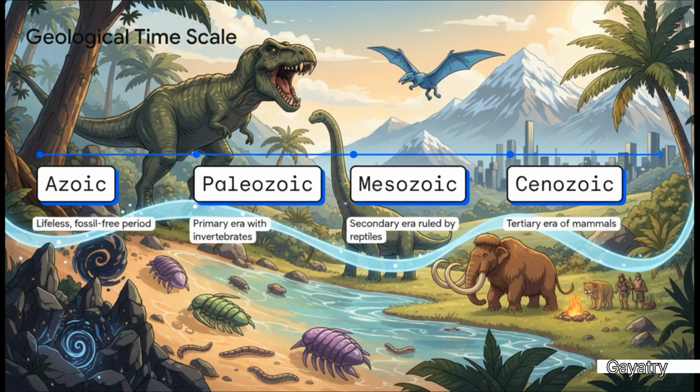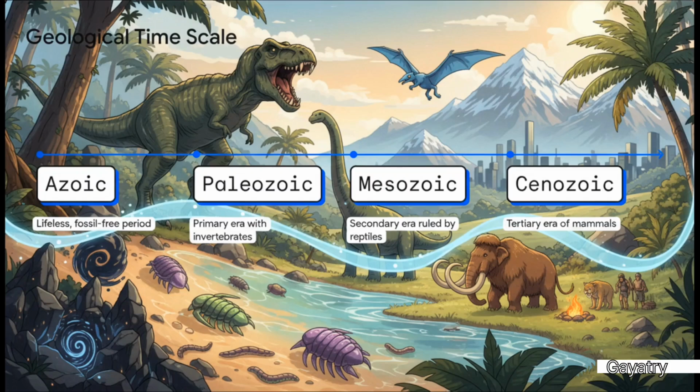Our geological timeline starts way back in the Azoic era. This was an entirely lifeless, fossil-free period dominated by primary rocks, like granite. From there, we shift into the Paleozoic, or primary era, which is where life finally takes hold in these warm seas, with the first invertebrates.